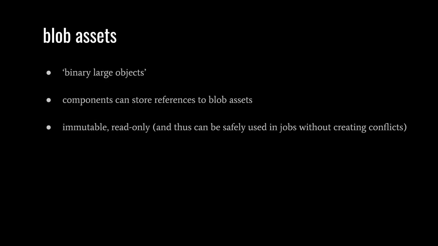The term blob is an acronym for binary large object. A blob asset in ECS is not actually an asset in the usual Unity sense. Blob assets are not necessarily stored as files, and currently they aren't imported into the asset database, though perhaps this might change in the future. Instead, blob assets are simply immutable blobs created in memory that can be referenced from components. Because they're immutable, they can be safely used in jobs without any concern for conflicts.